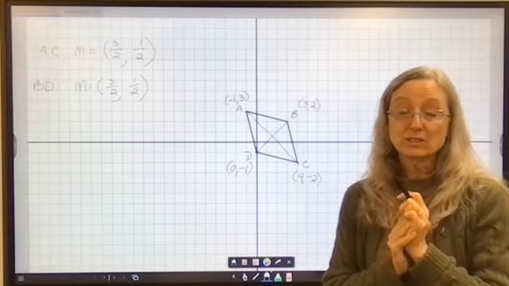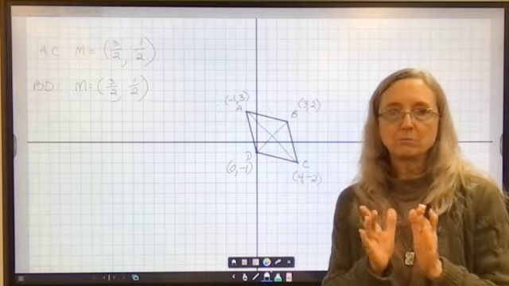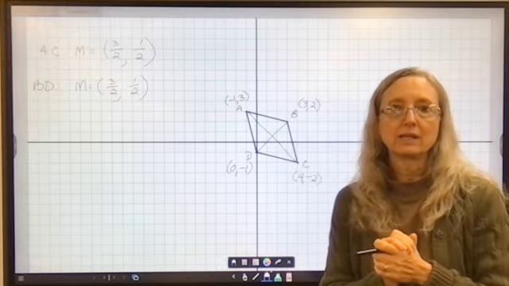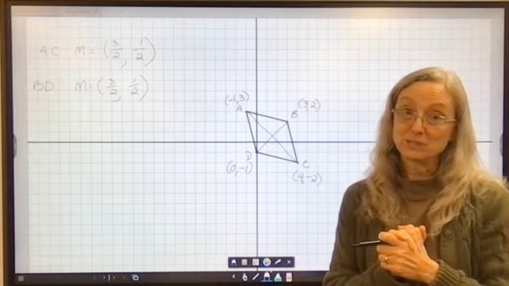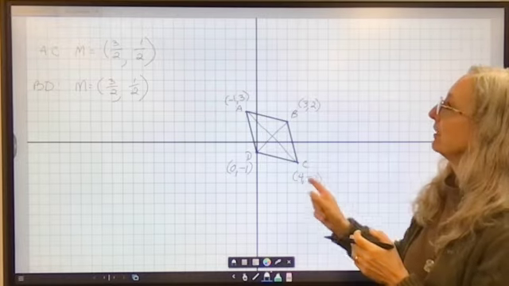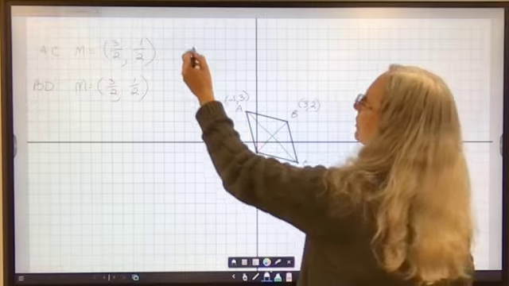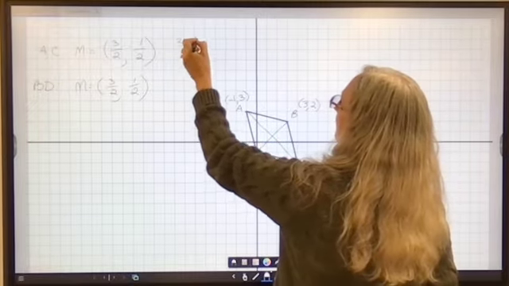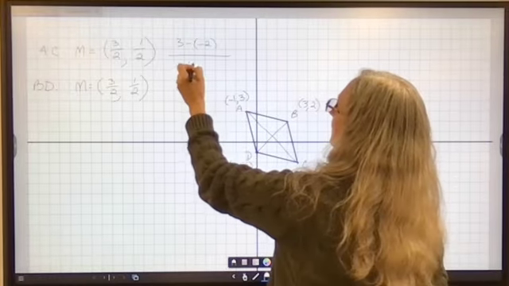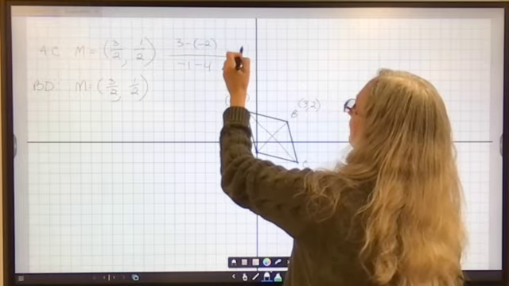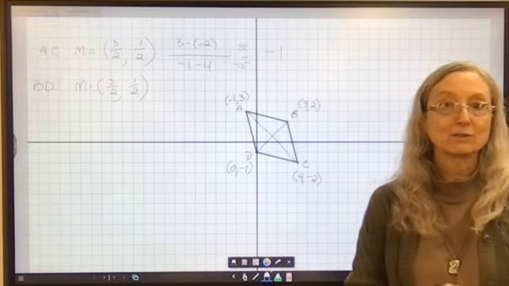So we can compare the slopes of the diagonals as well. Because if the slopes are not perpendicular, then it's just a parallelogram. But if they are perpendicular, then it's a rhombus. So let's look at the slope of AC. The slope of AC from A to C is 3 minus negative 2 over negative 1 minus 4. So that would be 5 over negative 5, or negative 1. That slope is negative 1.